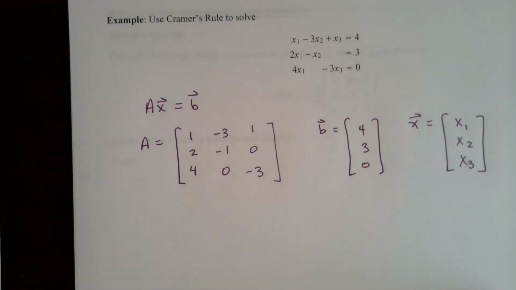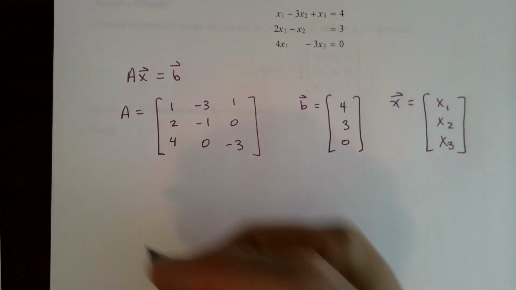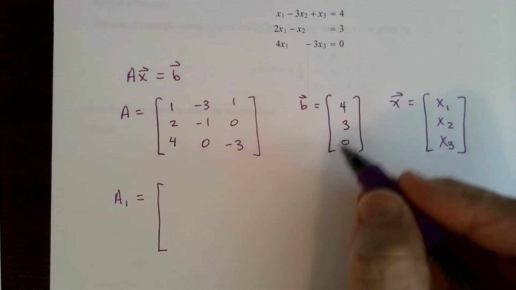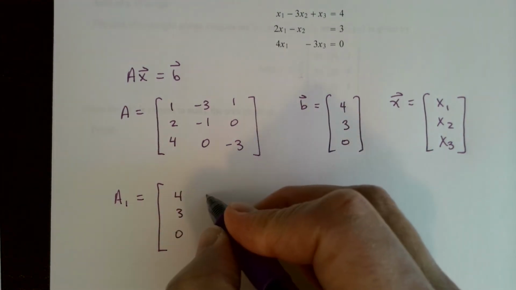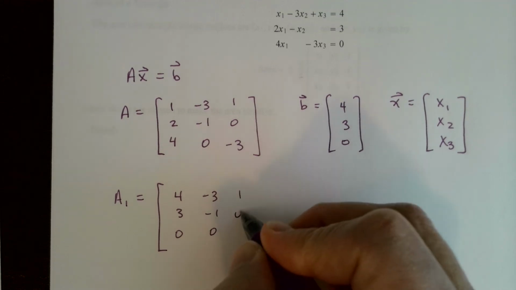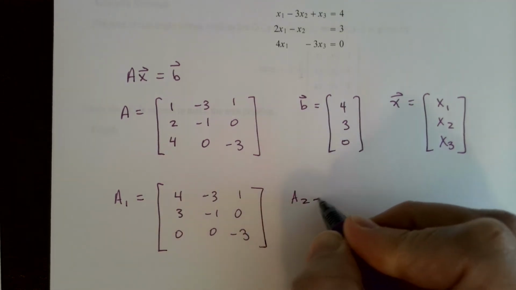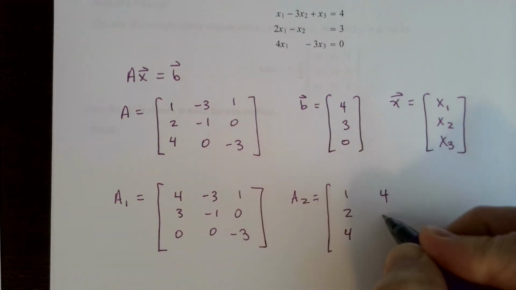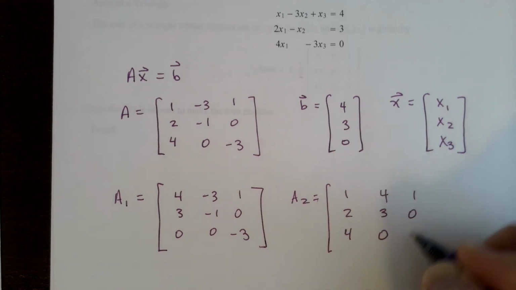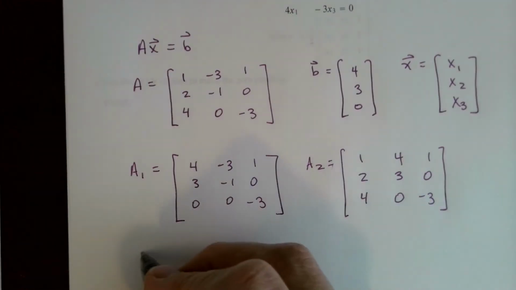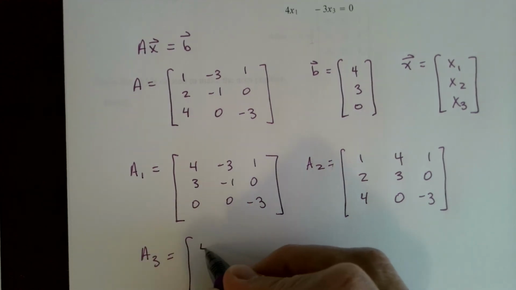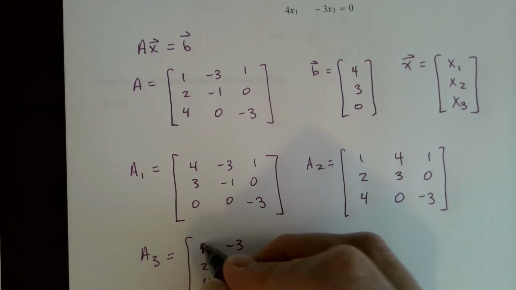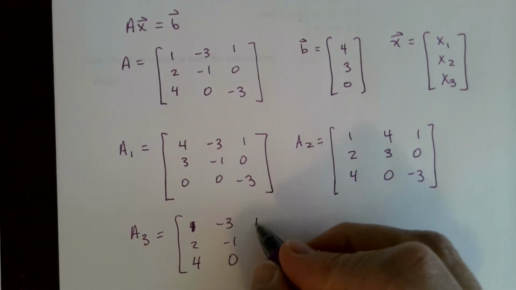So let's take a look at the matrices we have to compute. What's A sub 1? Remember what that was? Remove this column from matrix A and replace it with the vector B, 4, 3, 0. Everything else is the same. And then A sub 2, remove the second column and replace it with 4, 3, 0. And A sub 3, oops, 1, 2, 4. So the first two columns are the same as for A, and then B is replaced in the third column.